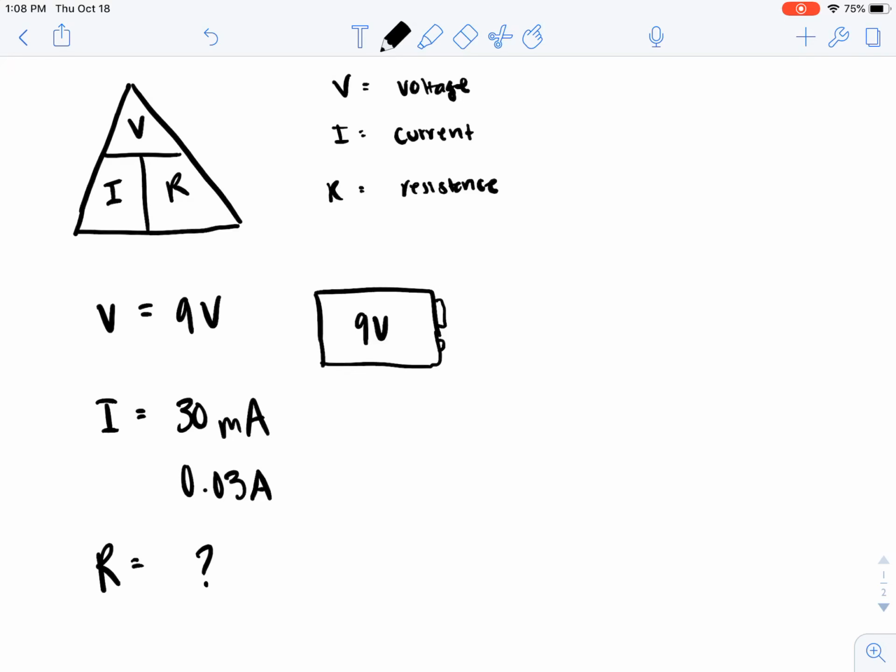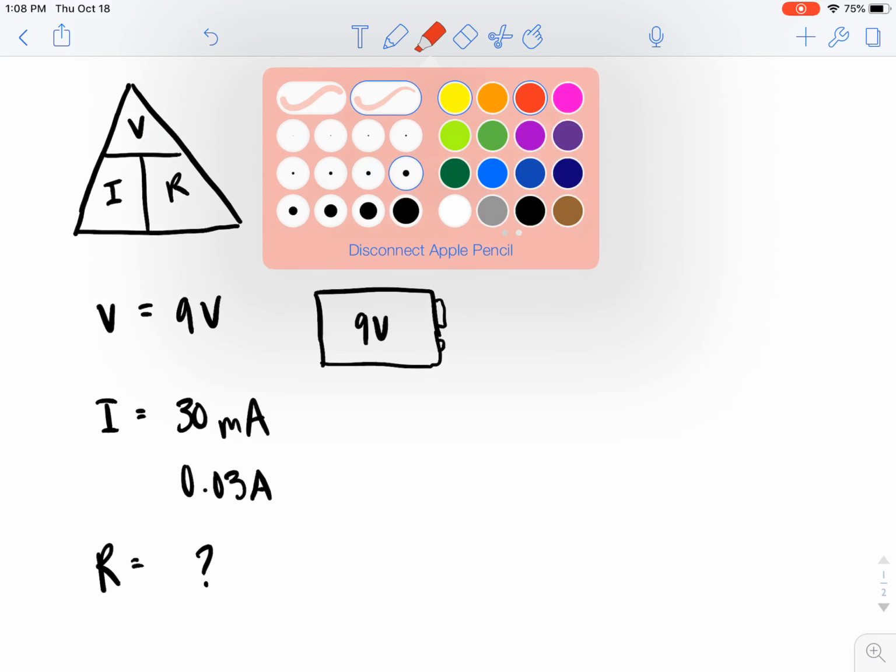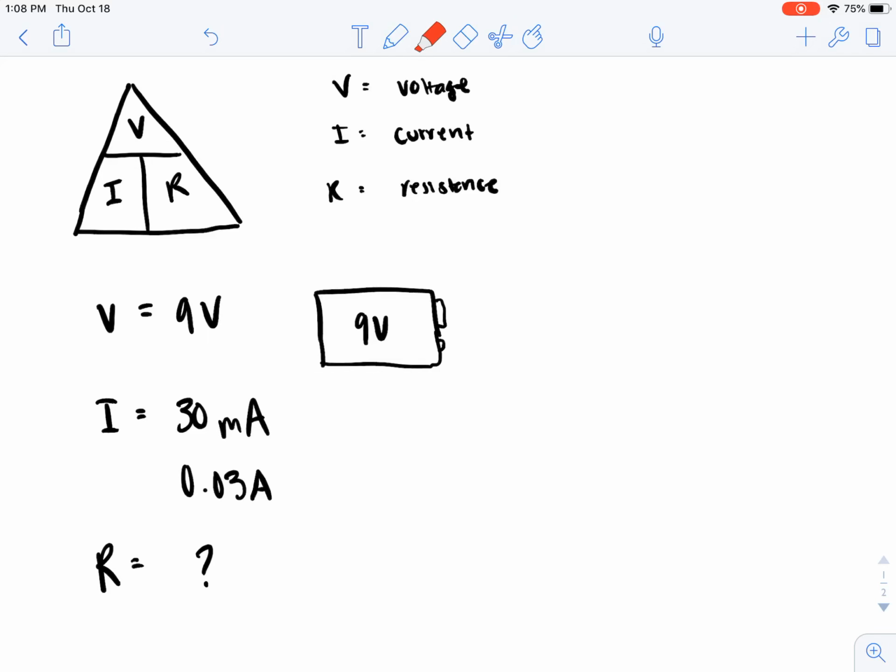All you have to do for this type of problem is, I'm going to use the color highlight red to represent covering it up. Let's say we cover up what we don't know. So we're going to cover up resistance. And in that triangle, we covered it up. And what we're going to do is we write R is equal to, and we look at the triangle, we see that V and I are above each other. So V divided by I.